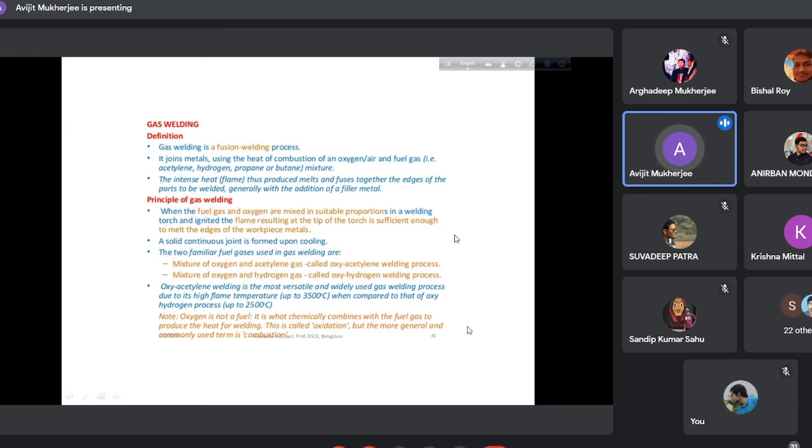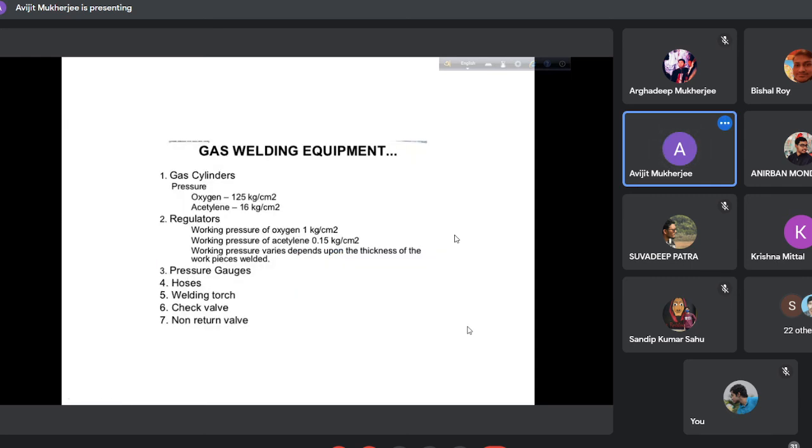Gas welding we have already mentioned. What we told to start with, these are the gas welding. Oxygen cylinder pressure is 125 kg per square centimeter, high pressure, or 2200 psi. Acetylene cylinder is 16 kg per square centimeter.